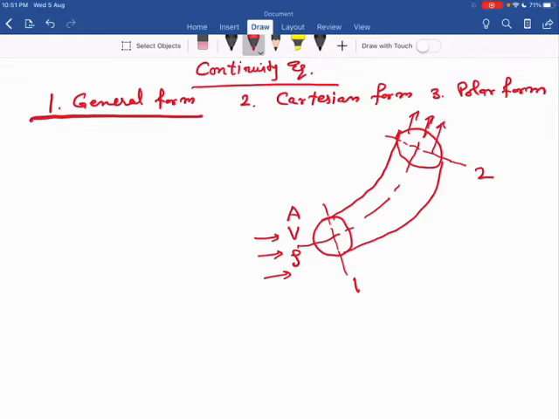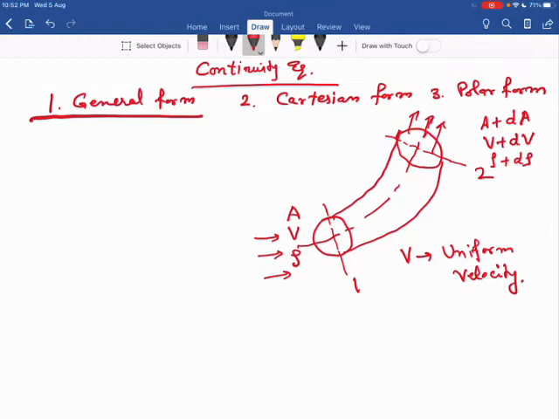So at section 2, we have cross sectional area A plus dA, velocity V plus dV, and density rho plus d rho. So A is for cross sectional area, V is for velocity, and rho is the mass density. Here V is the uniform velocity. In the last class, I already explained the meaning of uniform velocity. So at section 1, V is the uniform velocity, and at section 2, V plus dV is the uniform velocity.